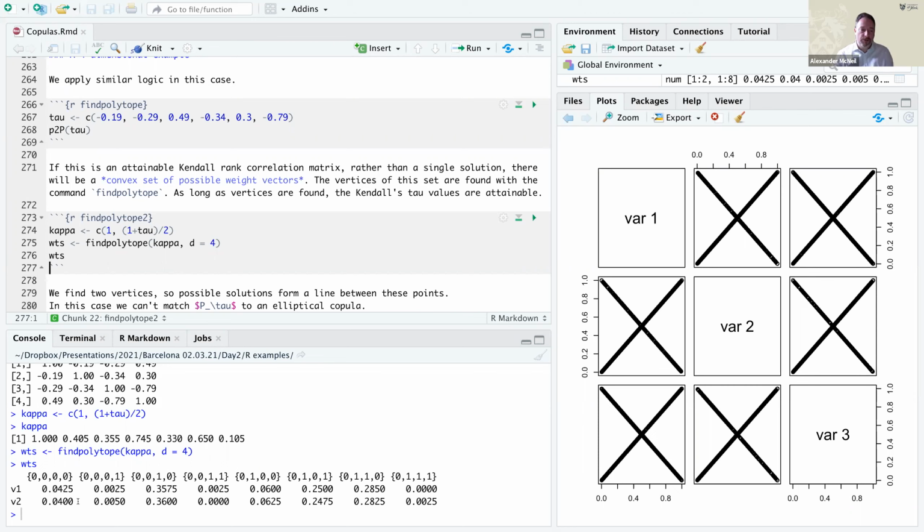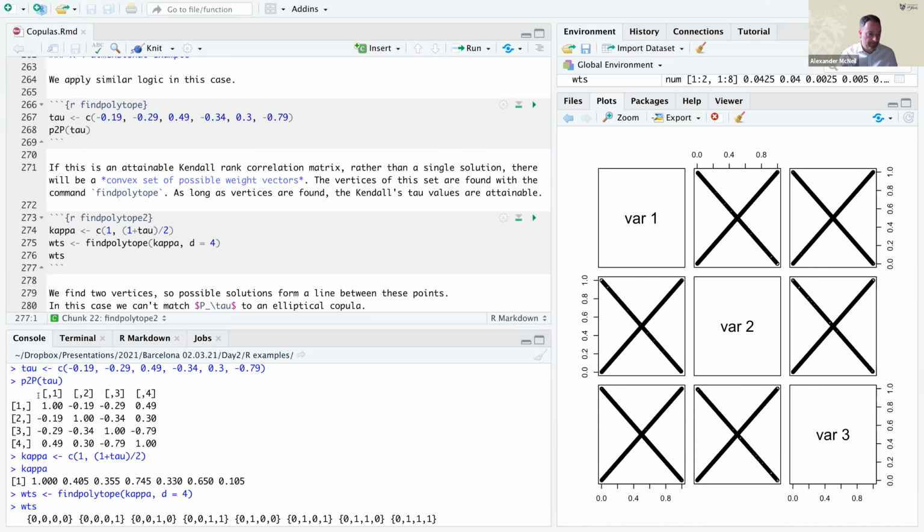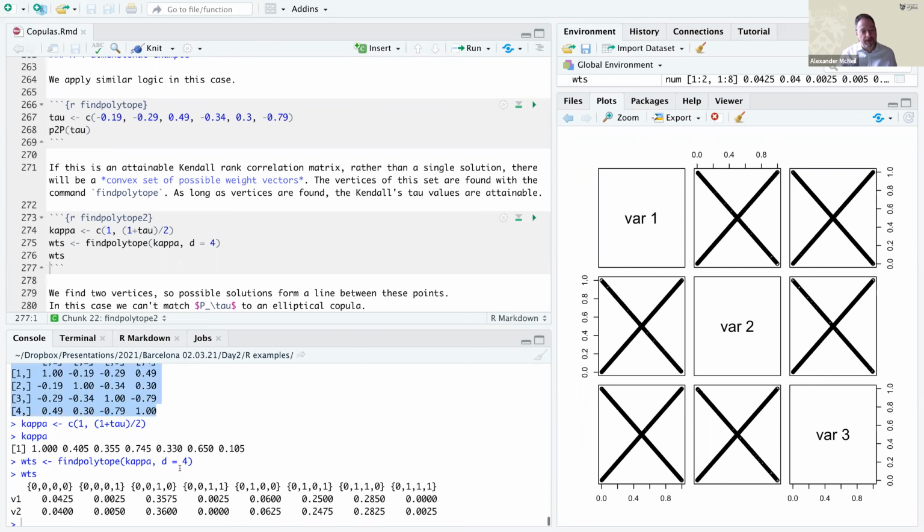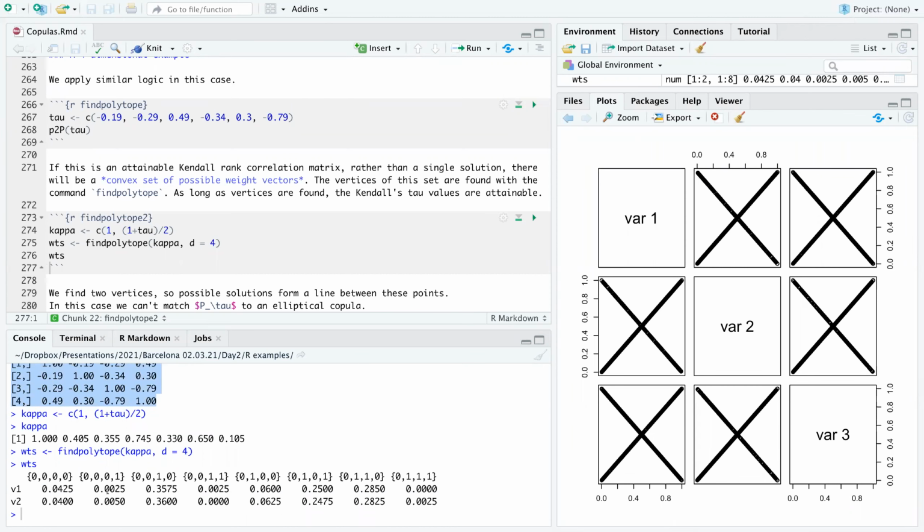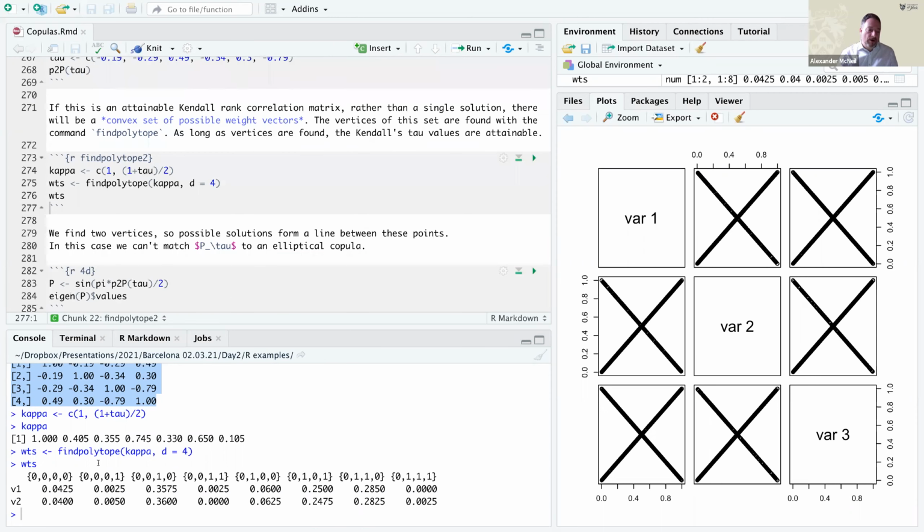So this is a situation where the Kendall matrix is attainable. So this Kendall matrix here, that is attainable. I know it's attainable because I have solutions. If I found no solutions, it's not attainable. So I know it's fine. It's absolutely fine. Now, the set of all solutions for the weights is basically the convex set that contains the first point and the second. So it's actually a line between these points. And any point on the line would also be a solution.